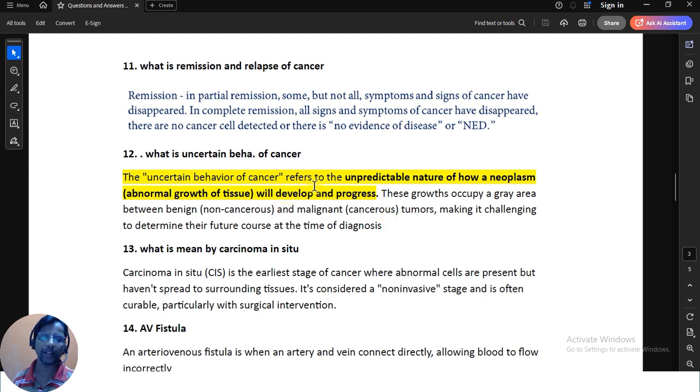Okay. What is uncertain behavior of cancer? So the uncertain behavior of cancer refers to the unpredictable nature of how a neoplasm will develop and progress.